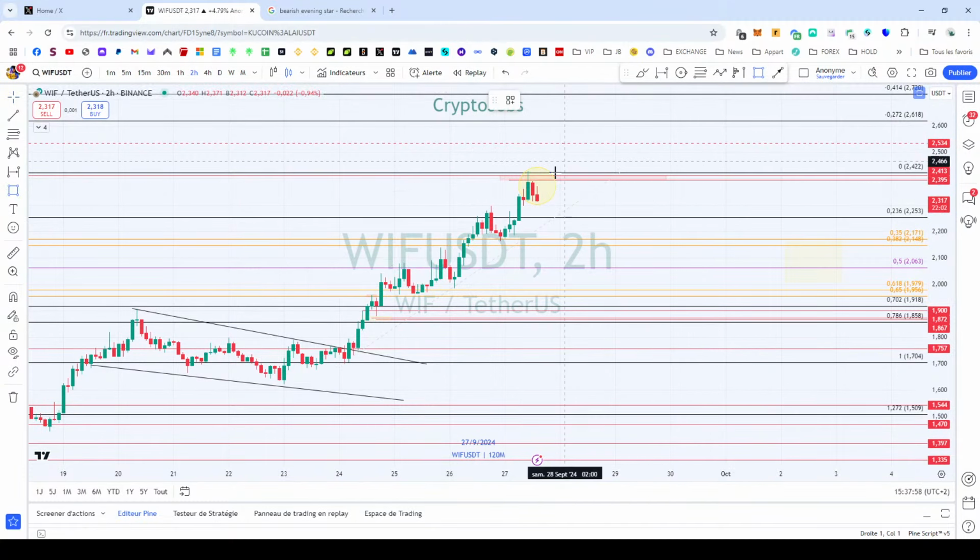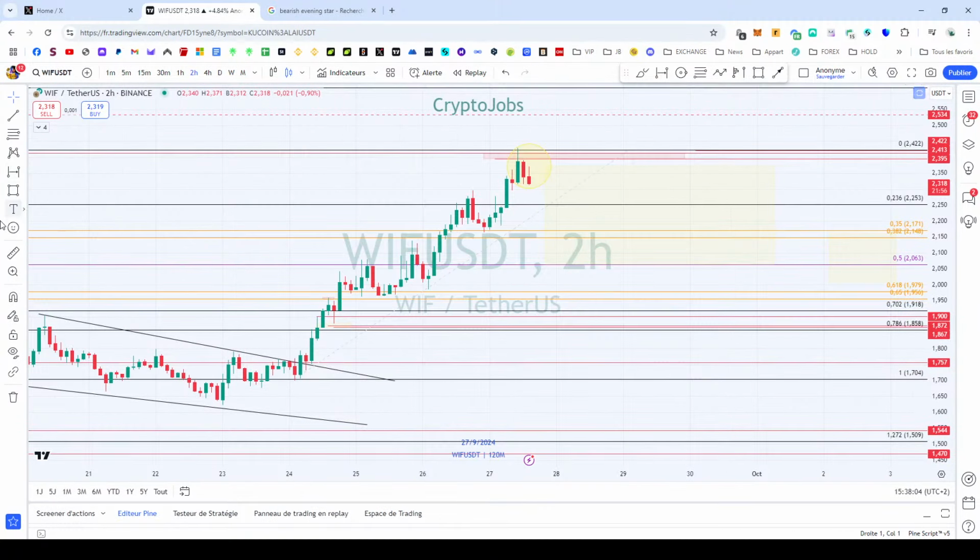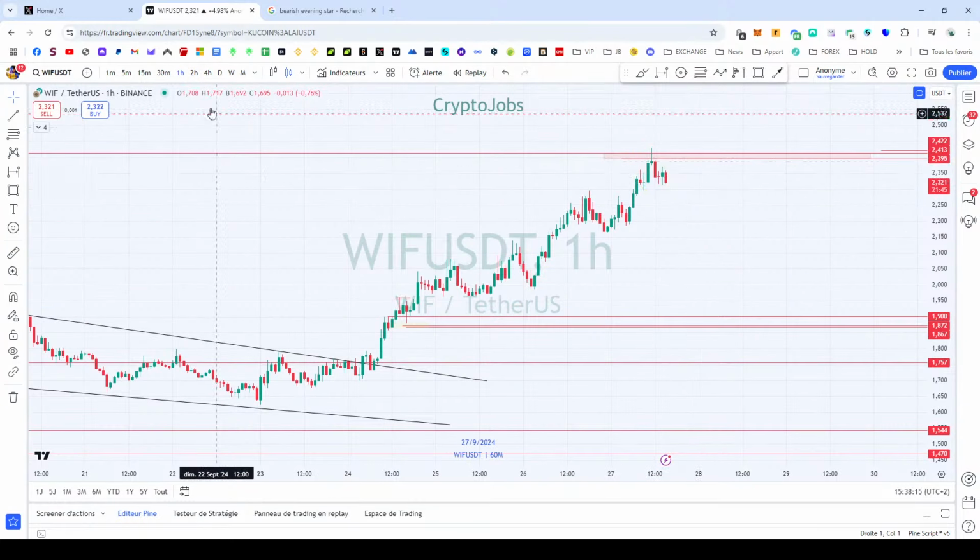So the price, we can face a bearish correction very soon, I think. So lower support 2.15 and 2.05, 2.0 if you want to enter in a long position for a safe bull.